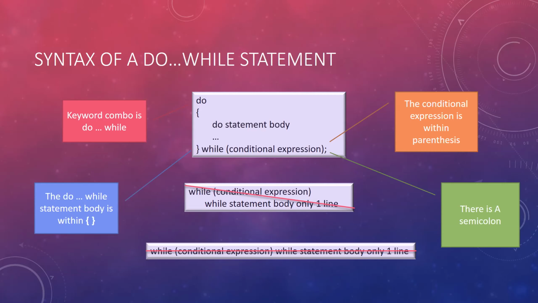Now, because the do while loop is kind of upside down, there is no option to run it without opening and closing curly braces. It doesn't have a one-line option, because the while statement has to come at the closing curly brace, so it keeps us on track.